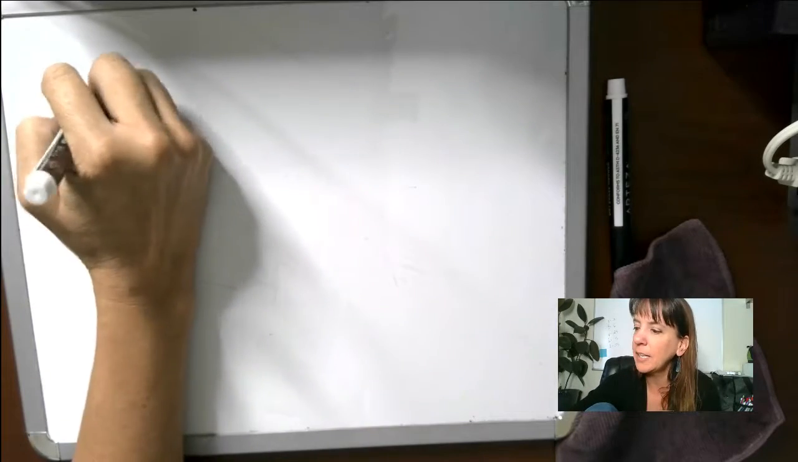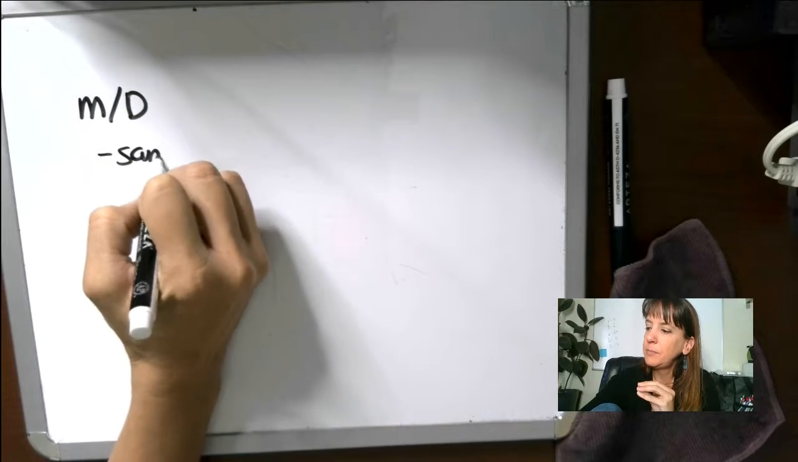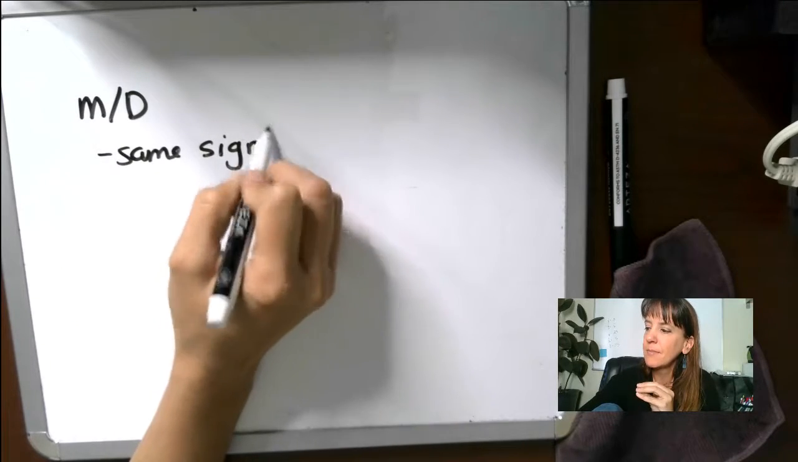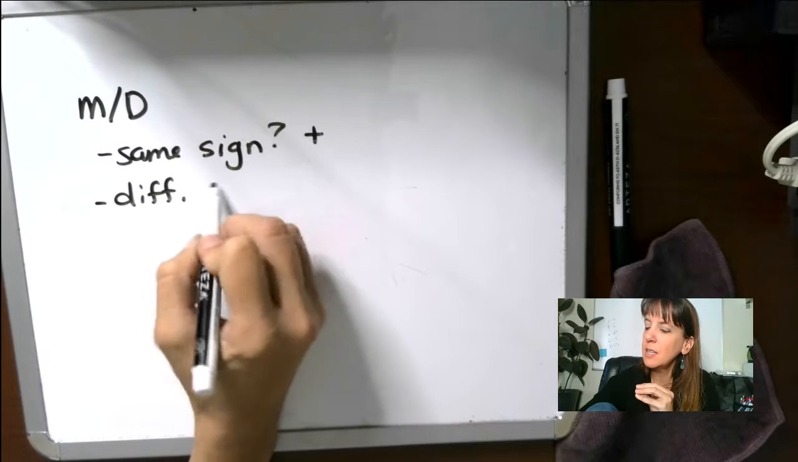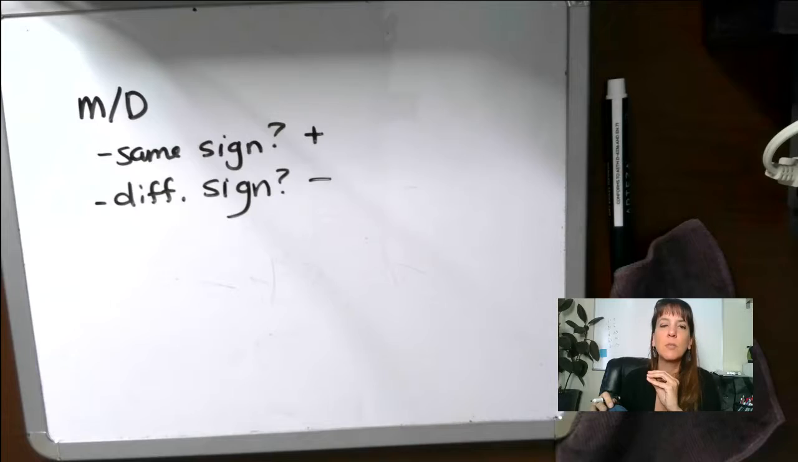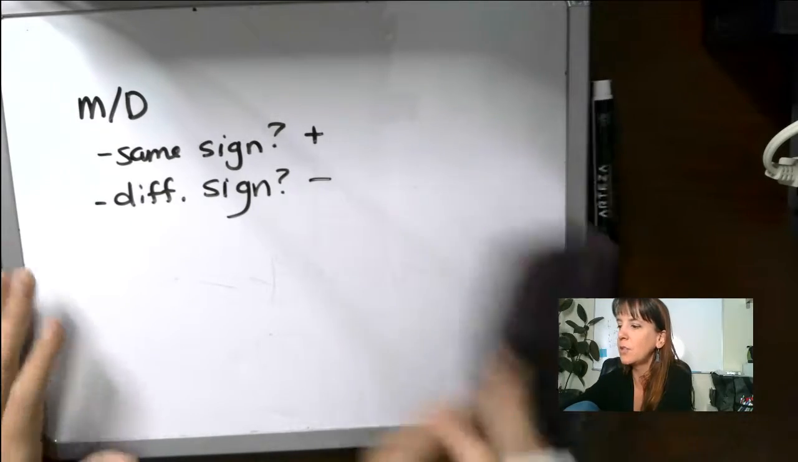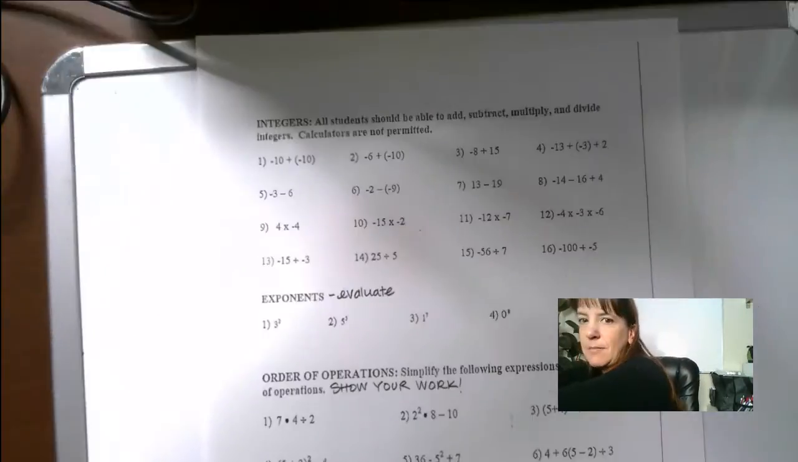The deal with multiplying and dividing, same sign, positive, different sign. You should write this at the top of your paper so you have it. Equals negative. So same sign, positive, different sign, negative. So taking a look at these guys.